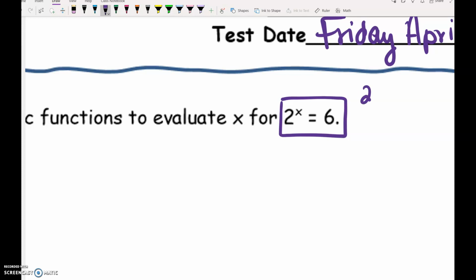Well, we know that 2 squared is 4. We know that 2 to the 3rd is 8. So we would know that x would have to be something between 2 and 3, but we'd have to guess. We'd have to think maybe it's 2.5, maybe it's 2.4, and we'd have to guess and check to figure it out. With logarithms, we can find out exactly what that x value is by doing the log base 2 of 6, and that would tell us the x.